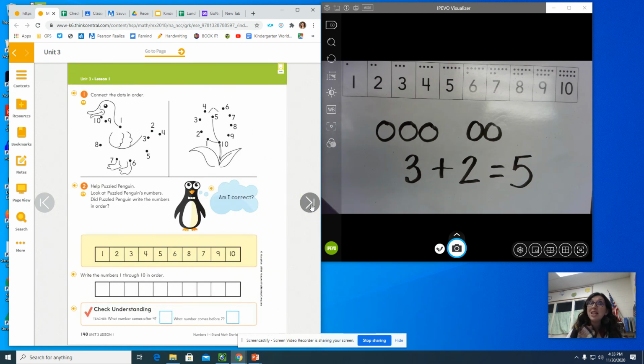Then on the back, we've done this before. This is review. So you should know exactly how to do this all by yourself. Go ahead and complete your dot to dots, starting with number 1. And then will you please help Puzzled Penguin? He is so confused, that poor penguin. Take care of him and cross out the ones that are not in the correct spot and then rewrite those at the bottom, starting with 1.